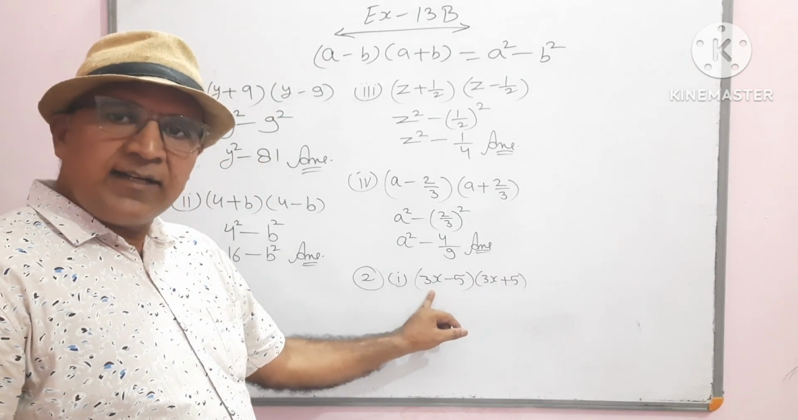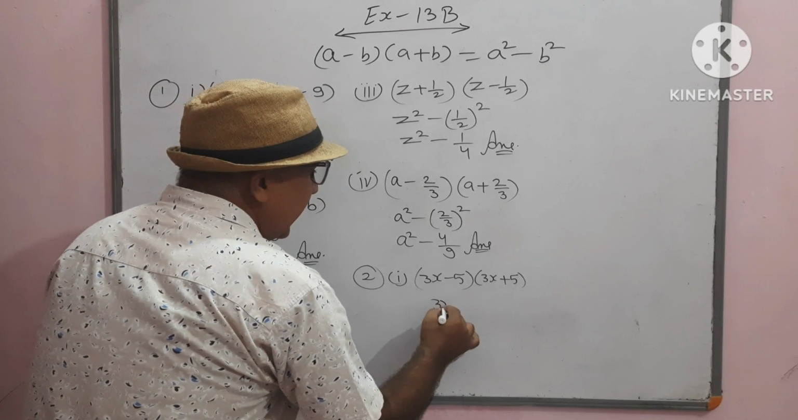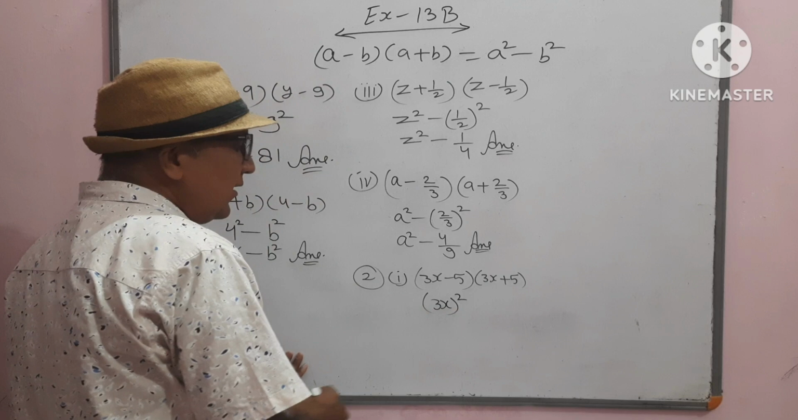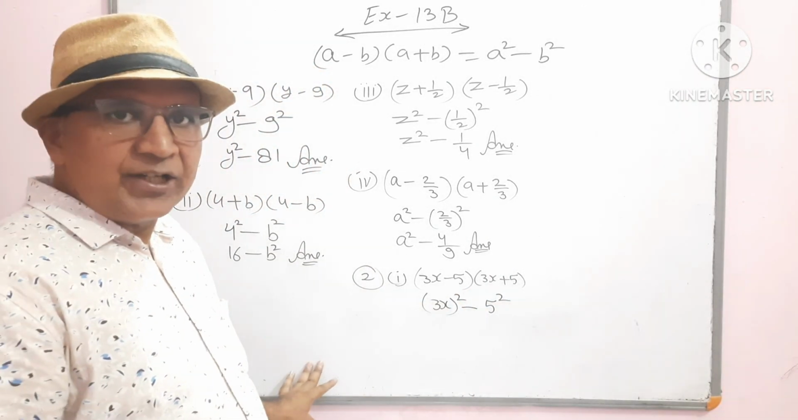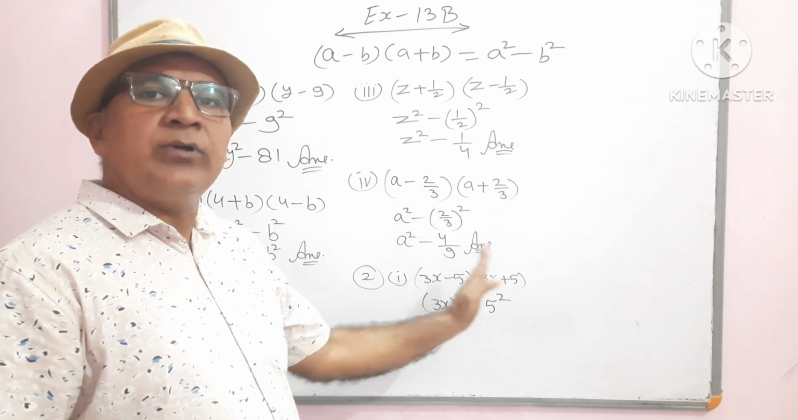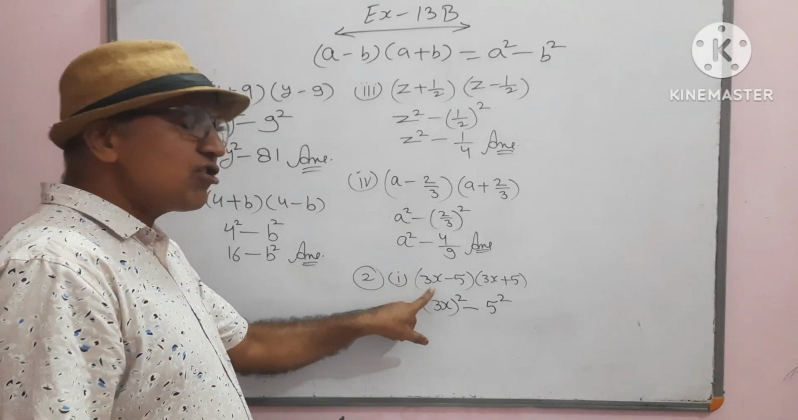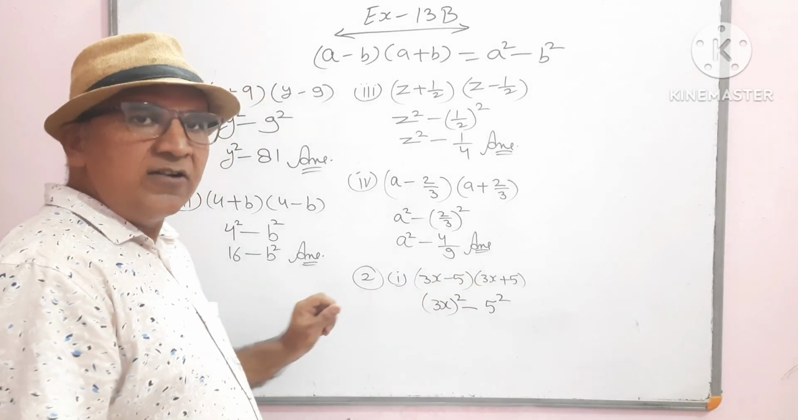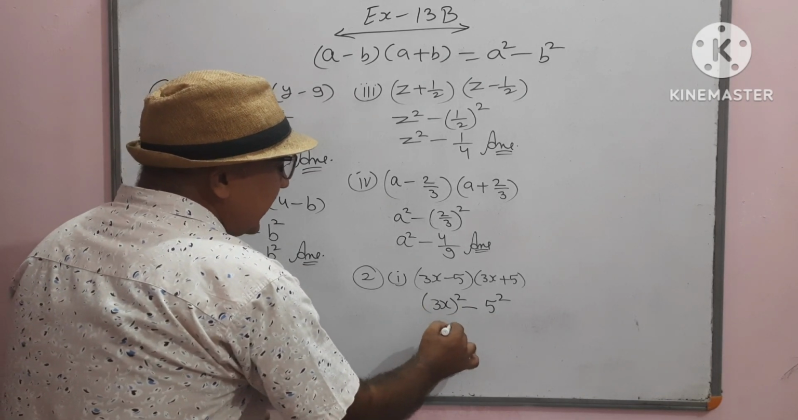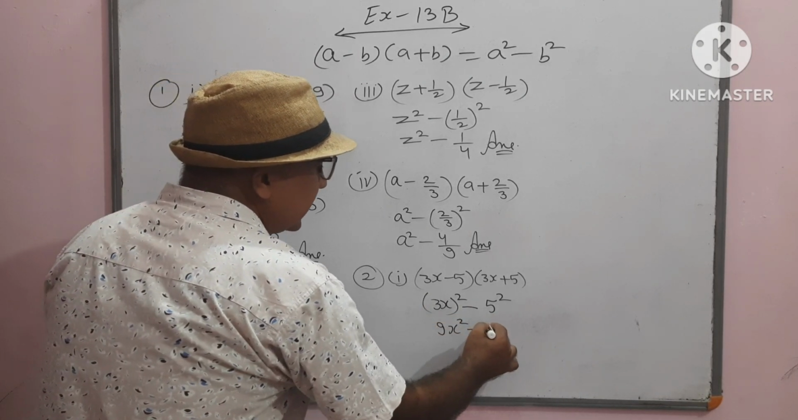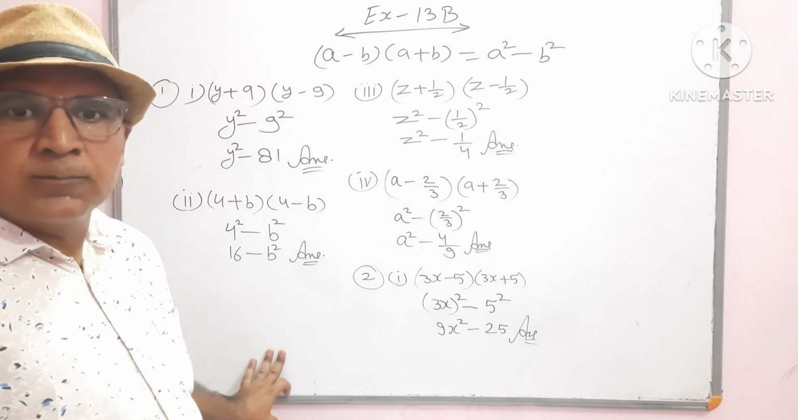At the place of a, 3x, at the place of b, 5. So what will we write? A square, that means (3x) square minus b square, so 5 square. Because this is the identity: (a minus b) into (a plus b) is equal to a square minus b square. So (3x) square minus 5 square. 3 square is 9, x square, minus 5 square is 25, and this will be your answer.